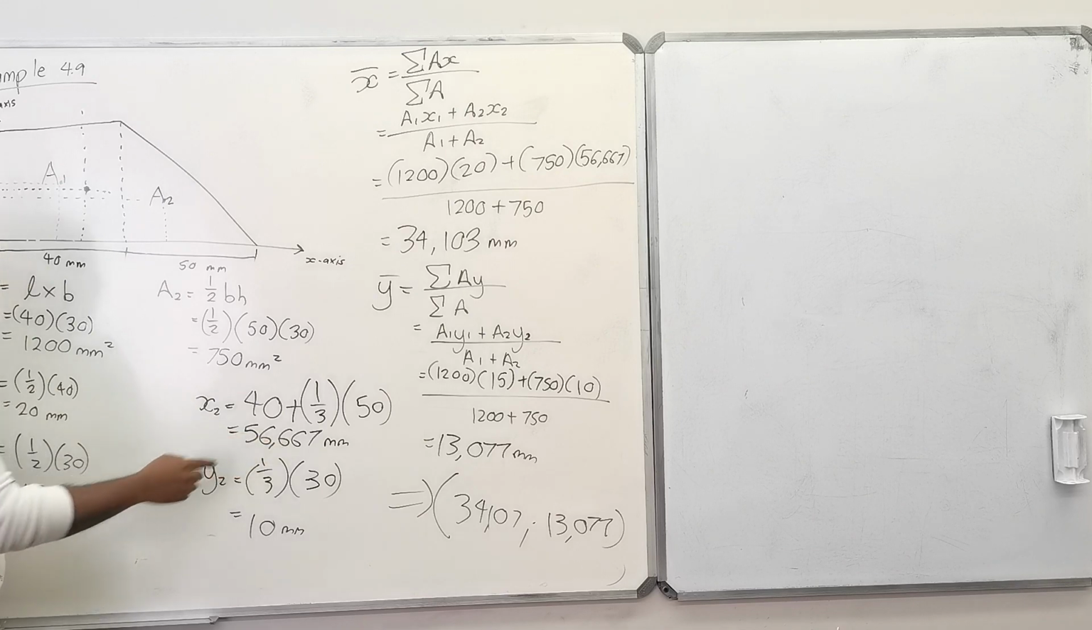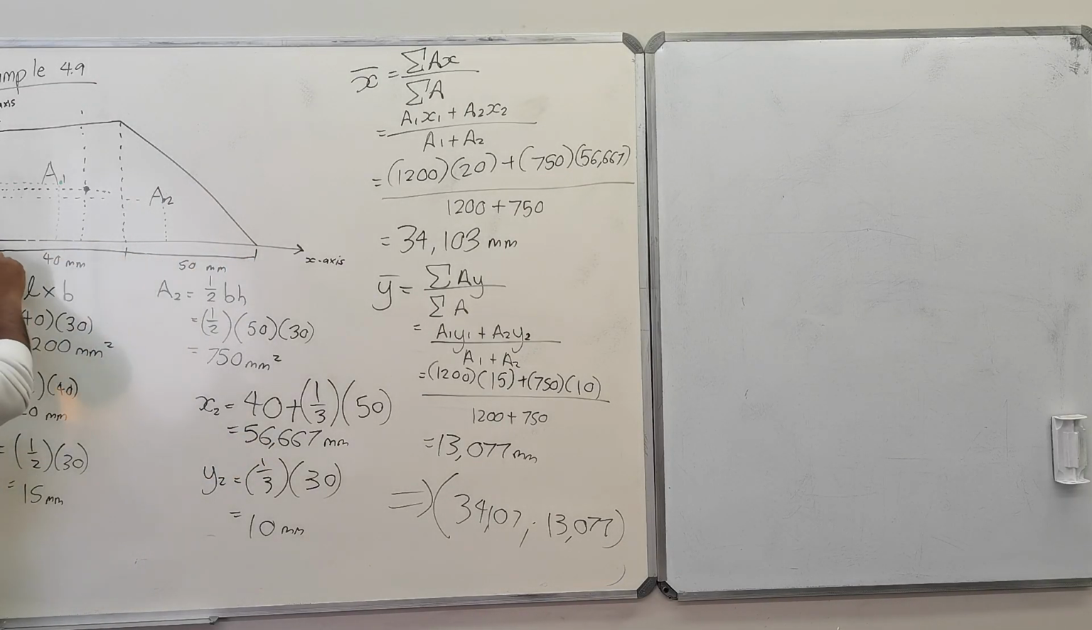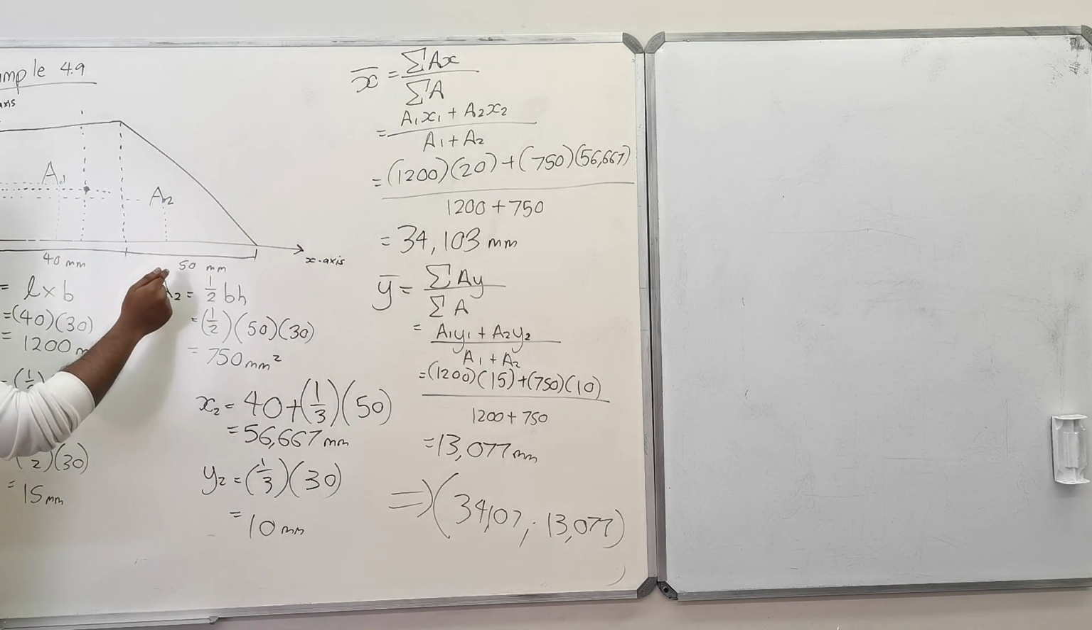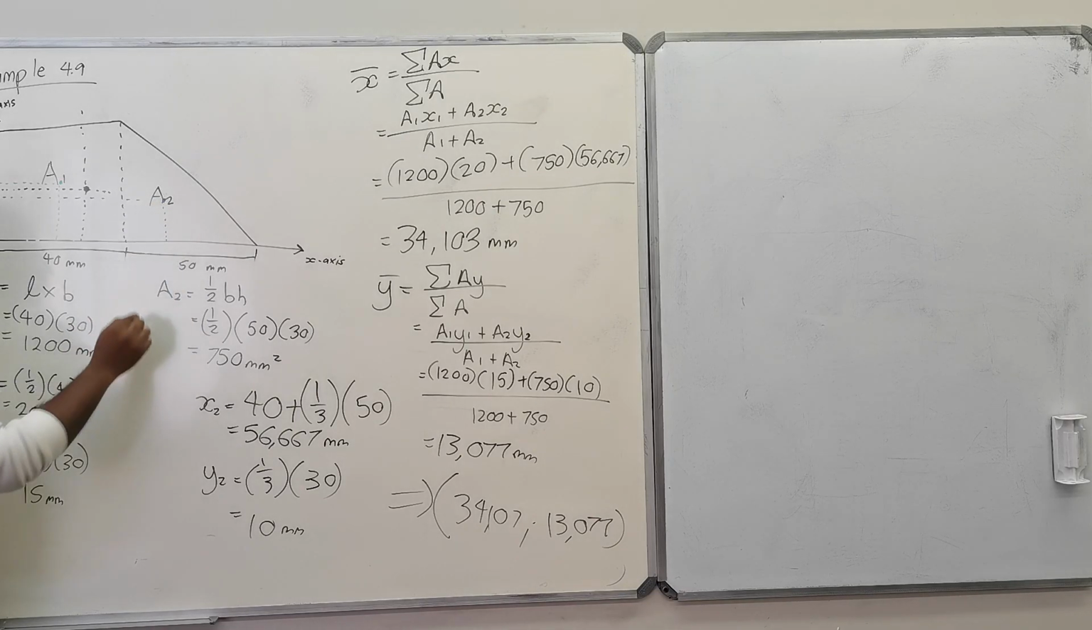So if you were actually looking for it along your axis, remember this would be 0, the entire length of this is 90. So 56.667 would be somewhere here, and that will be it.